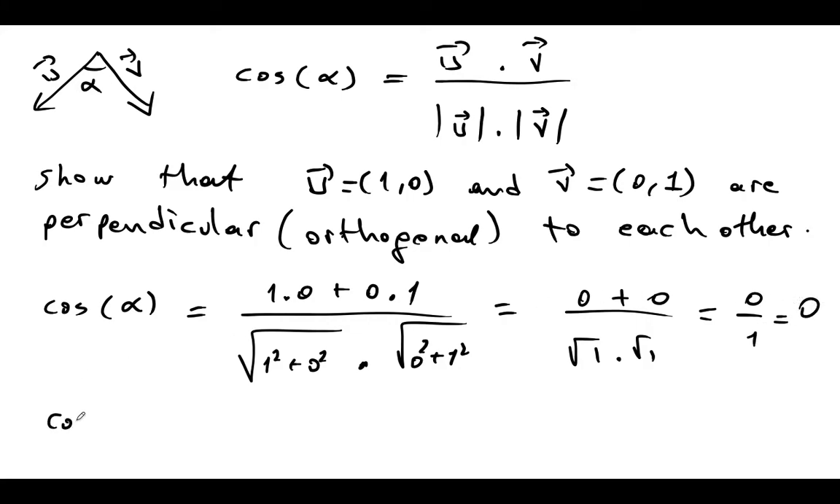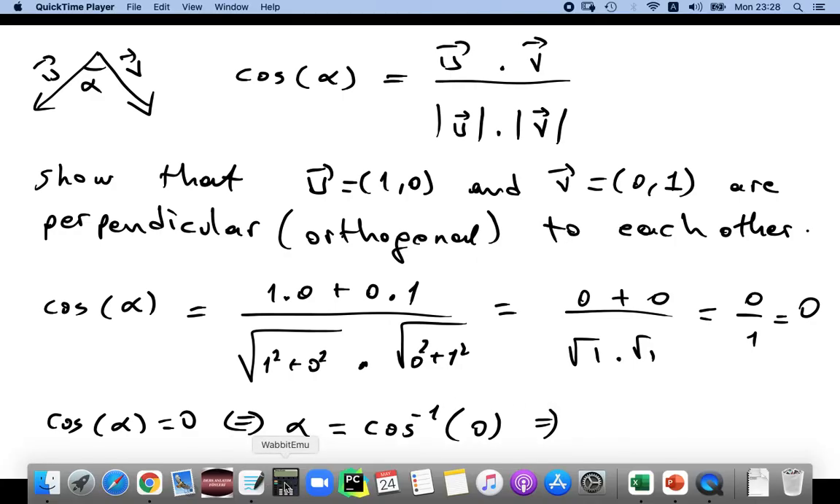So cosine of alpha is equal to 0 if and only if alpha is equal to arc cosine of 0. So we take this one and we put it here. And after that we can use the calculator. Let me just show you here one calculator.